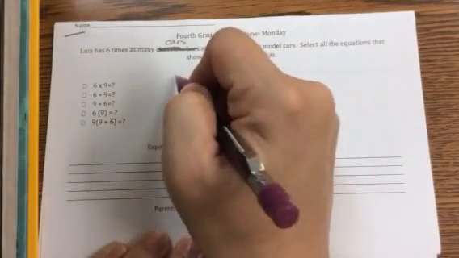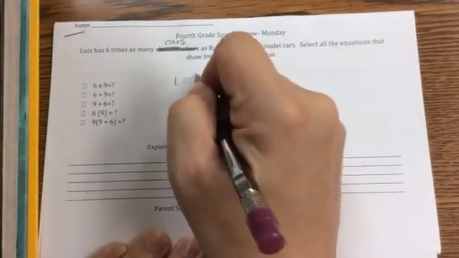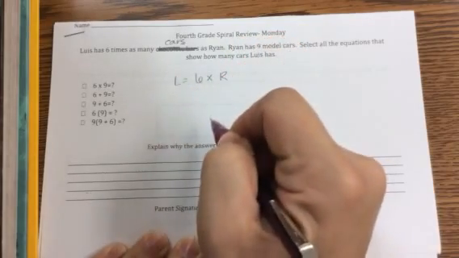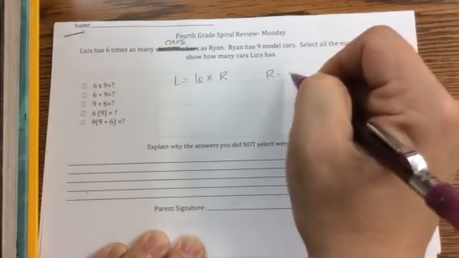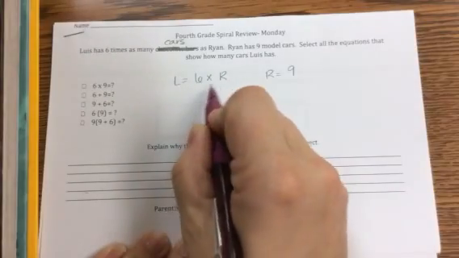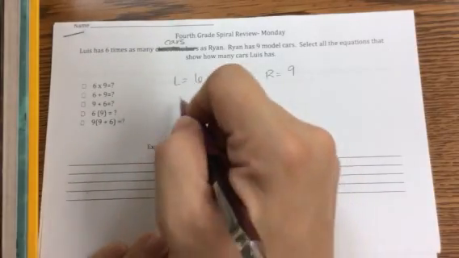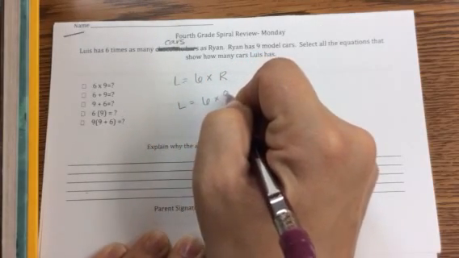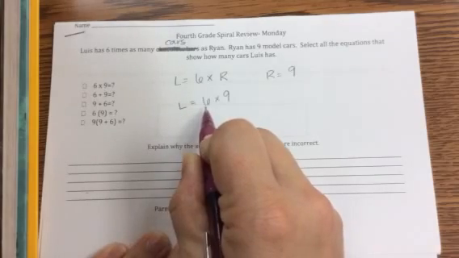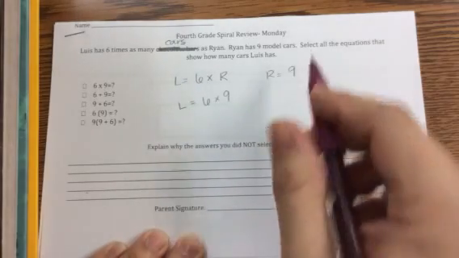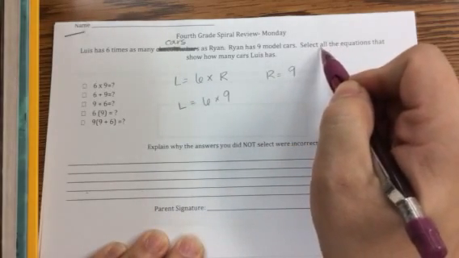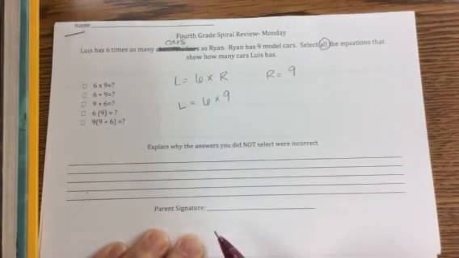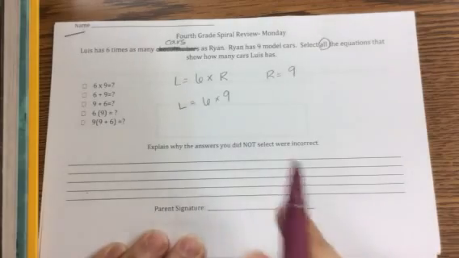We see that Lewis has 6 times as many cars as Ryan. We know that Ryan has 9 model cars, so we can replace the R in our first equation with the 9. So really we know that Lewis has 6 times as many cars as Ryan. Ryan has 9 cars, so Lewis has 6 times 9. Next, we see that the question asks us to select all the equations that show how many cars Lewis has. This tells us that there could potentially be more than one correct answer.